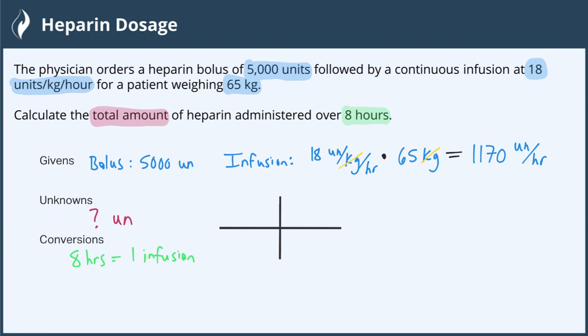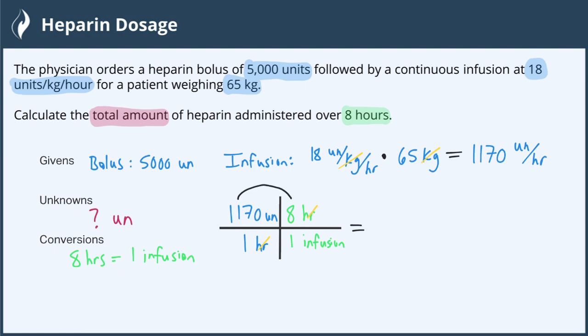So again, we're working just with our infusion right now. We have 1,170 units for every 1 hour. And our conversion says that there's 8 hours for each round of infusions. So we're able to cancel hours, and we'll be able to multiply across to find out how much is actually done through the infusion.